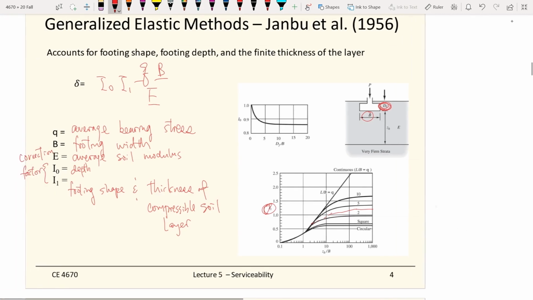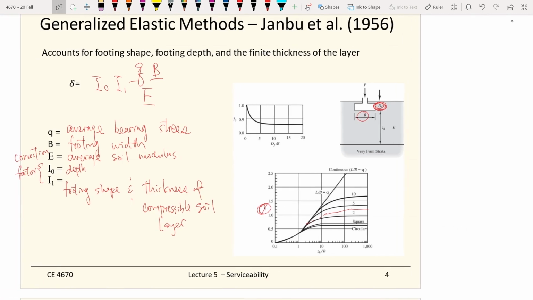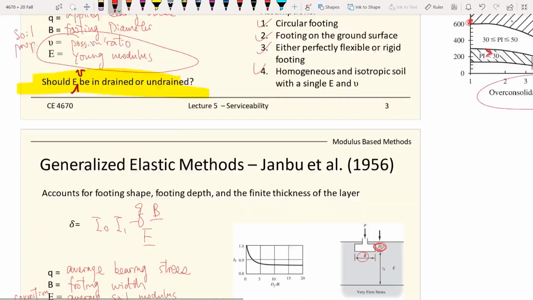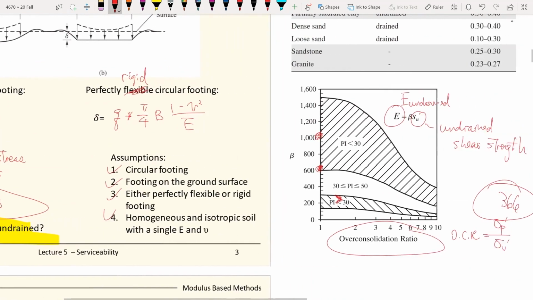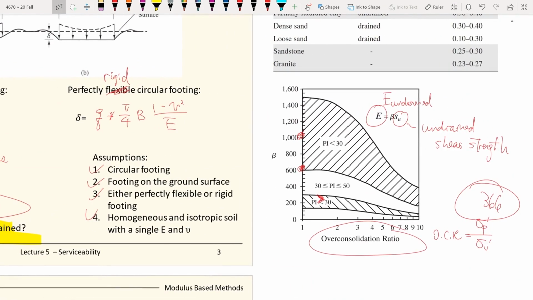So this method again tries to account for the flexibility. Now you can correct for the shape, correct for the footing depth, and also the finite thickness of the layer. But one thing you still haven't fully adjusted is the modulus values. You need to either measure it in the lab or use very rough estimations like a chart like this.